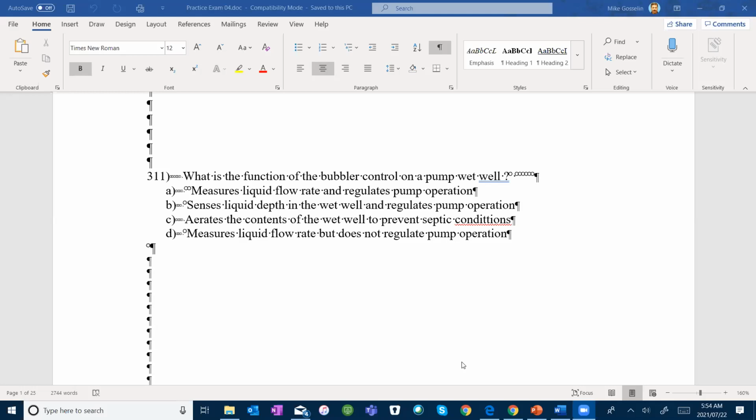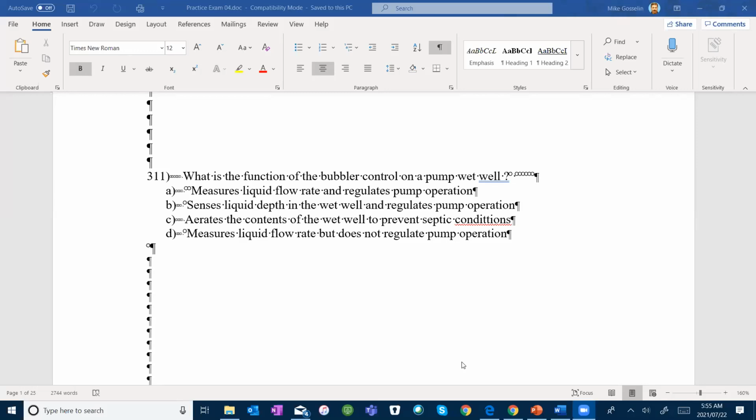Being an exam prep course, there's only so much time to go through things. I know that we did not talk specifically about bubbler control systems. So I'm really glad we go through these questions because it highlights the things that we want to take a quick pause on. A bubbler control is part of a level control system. So typically used on, in this case, it says a pump wet well. It's not prone to as much fouling or plugging or issues.